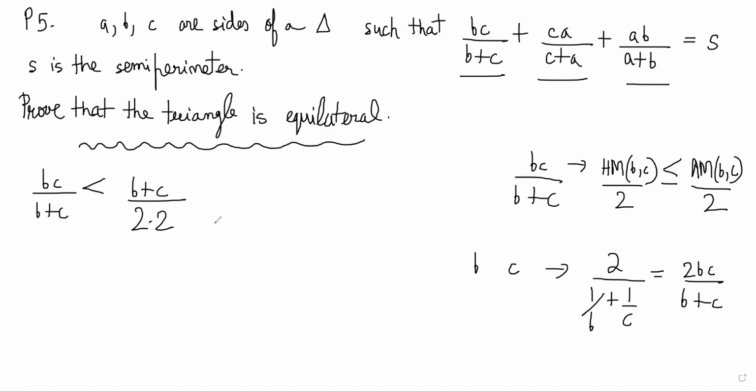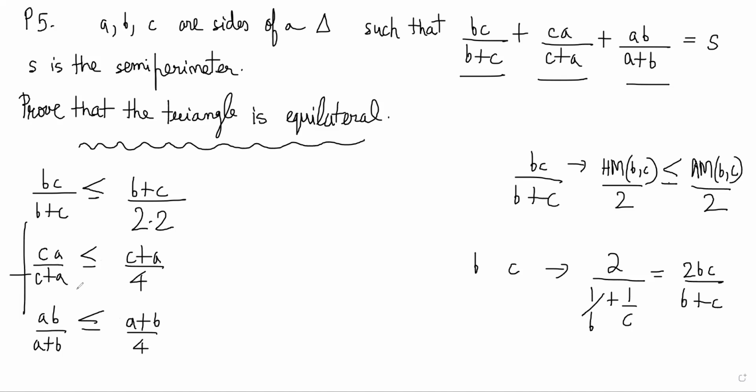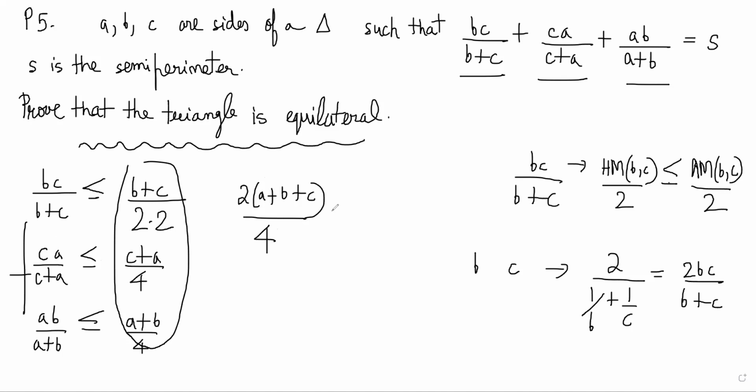Similarly, CA by C plus A will be smaller than C plus A by 4, right? And AB by A plus B would be less than or equal to A plus B by 4, right? So just add everything. If you add this side, it will become 2 times A plus B plus C by 4, so it is A plus B plus C by 2, which is equal to S, right? So what we are getting is that this side is less than or equal to S actually.